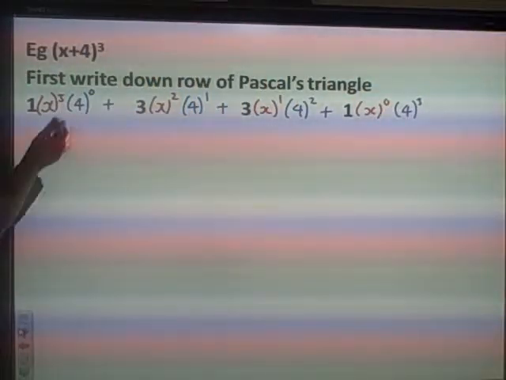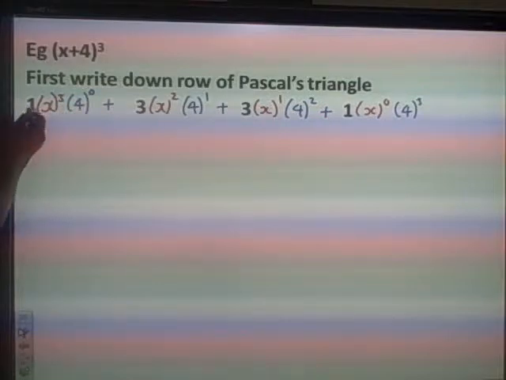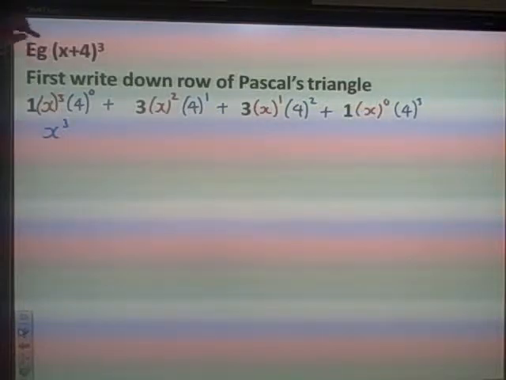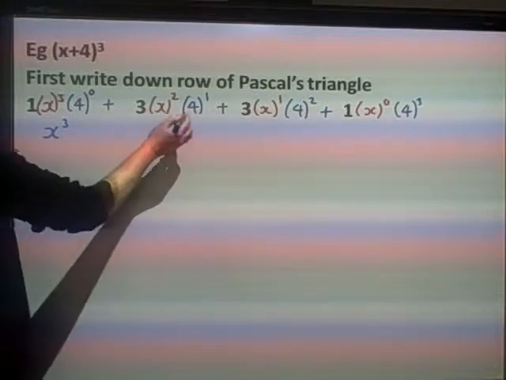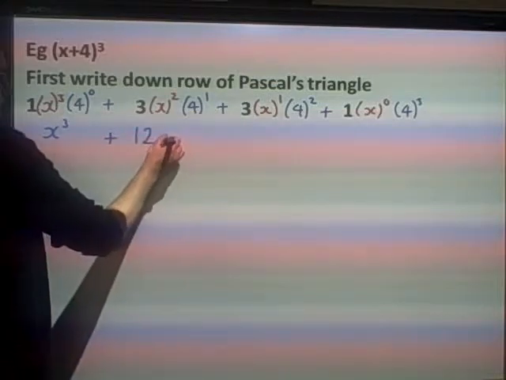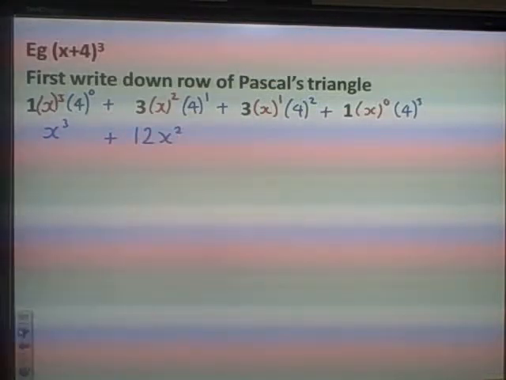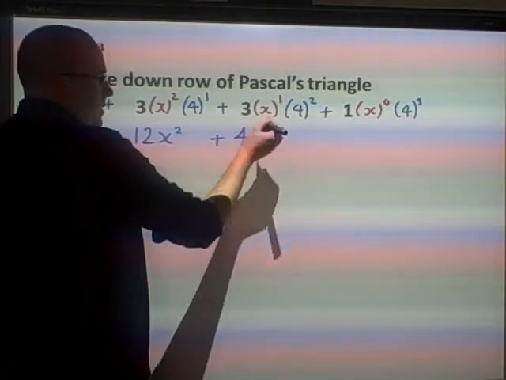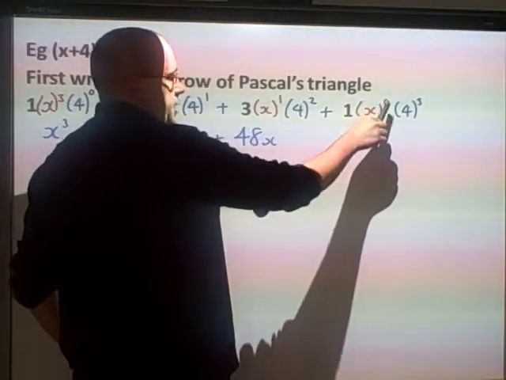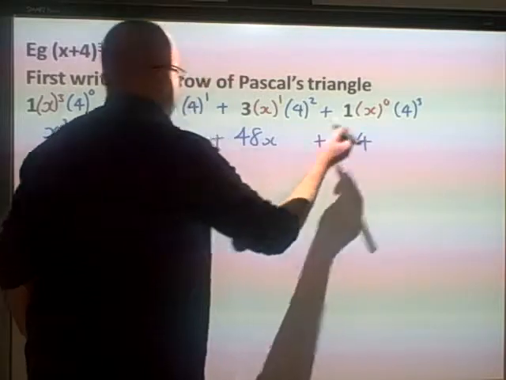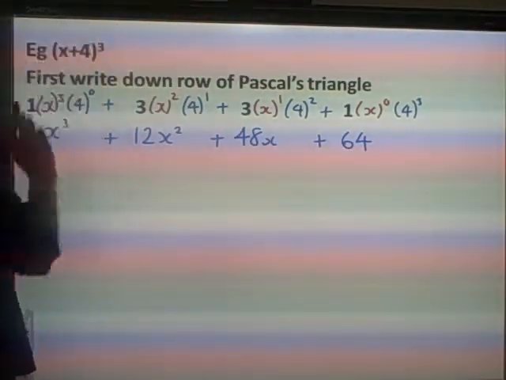Then we start to evaluate all this. Anything to the power of 0 is just 1, times this one is just 1, so we just get x cubed. You can always find the first term by taking this first term and doing it to this power. Within here, 3 times 4 to the 1 is 12, times x squared is 12x squared. 3 times 4 squared is 48. x to the 1 is just x. x to the 0 is 1, times 1 is 1, times 4 cubed is 64.